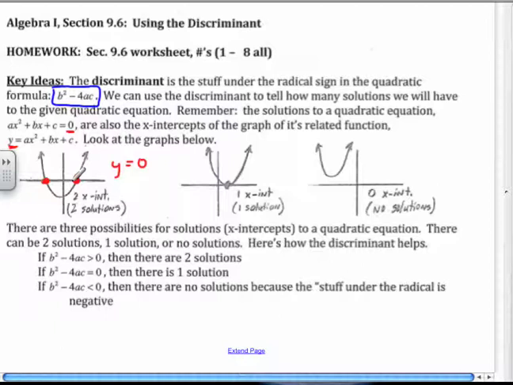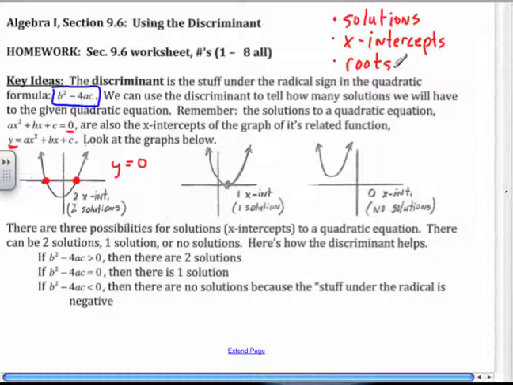Now, there are three terms that you need to know. We've certainly talked about solutions to the quadratic equation, but these are synonymous. Solutions, x-intercepts of the function are the same thing as the solutions to the equation. And another term you need to know is the roots. The roots of the equation is where it crosses the x-axis, and that's the same thing as solutions. So if I say roots, I'm talking about solutions. If I say x-intercepts, I'm talking about solutions.